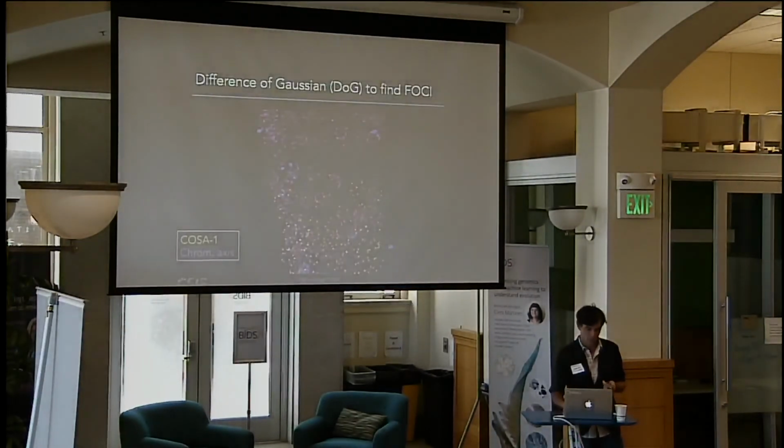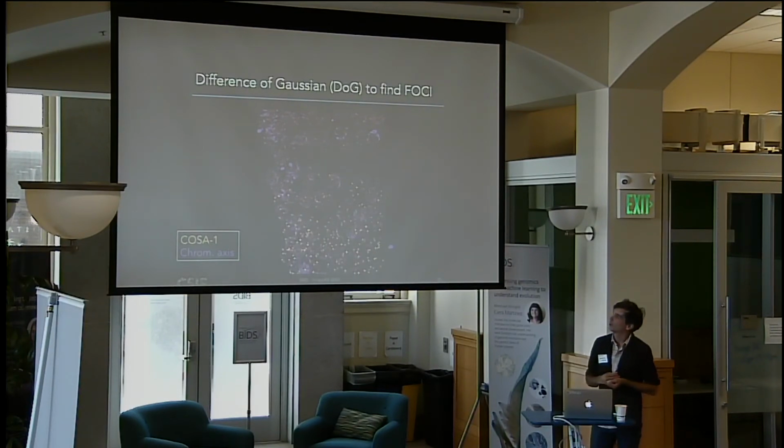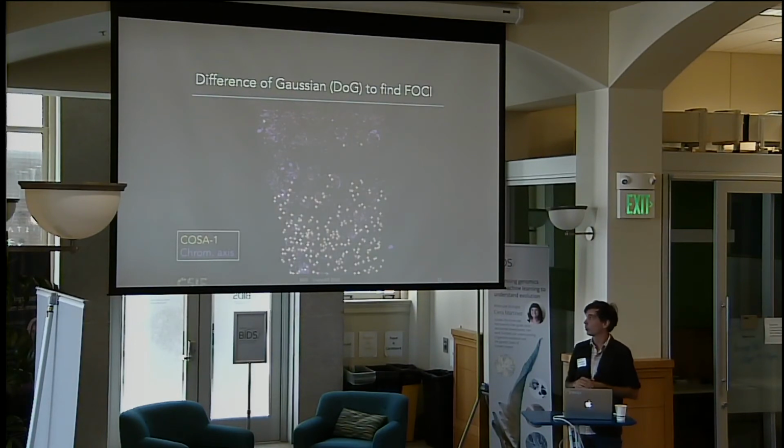The next step was to find the crossovers in the image. So for that, I again just use a scikit-image function. I use difference of Gaussian to find the foci. And this is also a little video that I made using Napari, where you can see how I highlight the foci in the image.